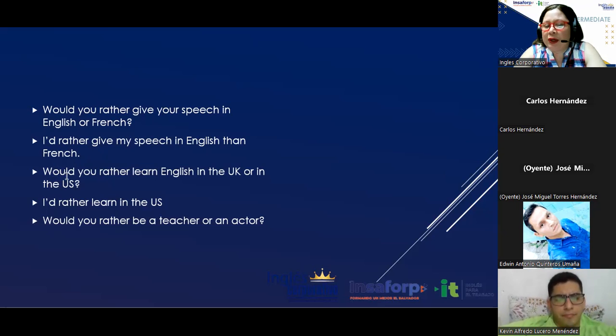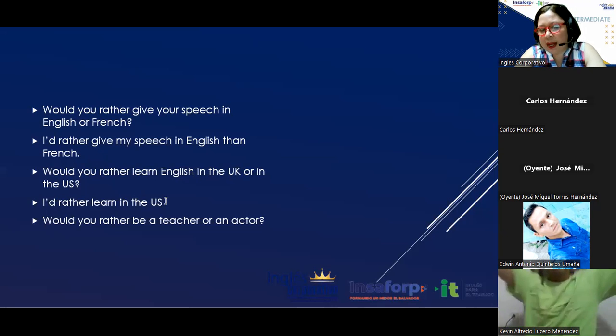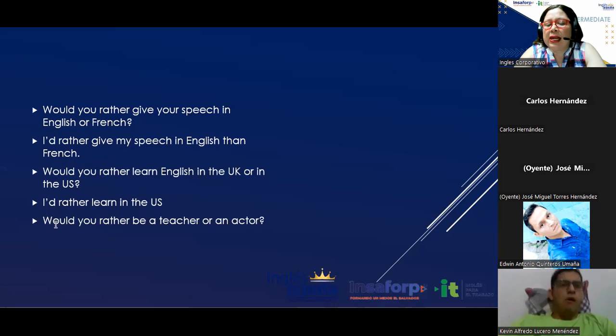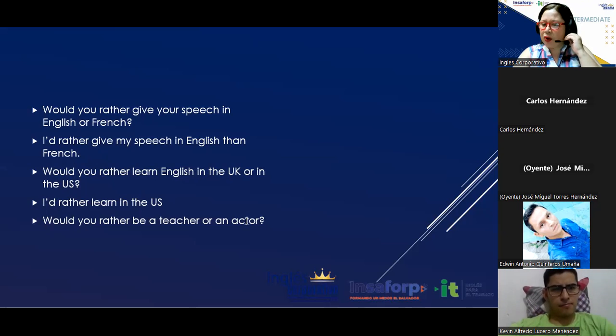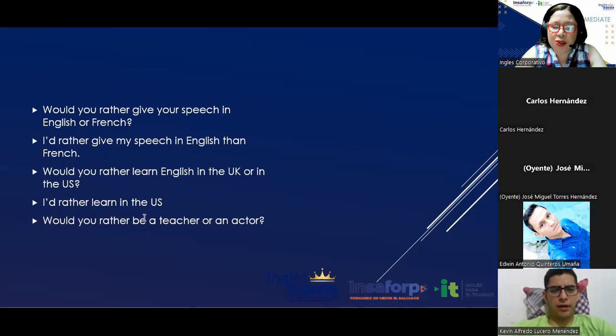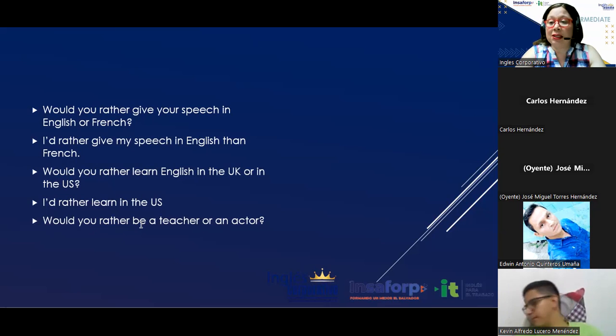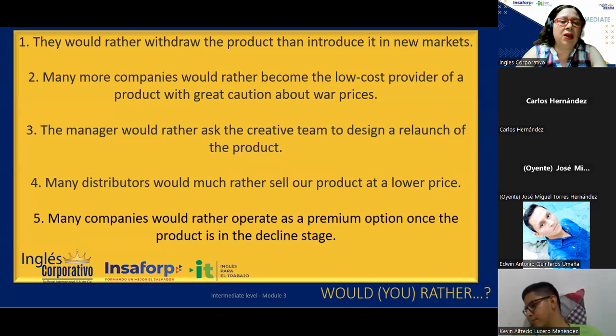Then I can ask you, for example, would you rather learn English in the UK or in the US? I'd rather learn English in the US. Okay, what about the last one? It says, would you rather be a teacher or an actor? A teacher or an actor, two options. Here we don't have the particle to, just the simple form or the infinitive form. In this case, it's unconjugated. It's not conjugated. So we use the simple form. So let's read these other examples.